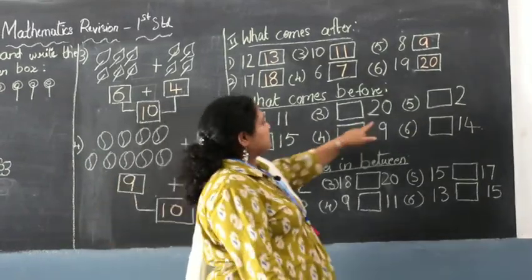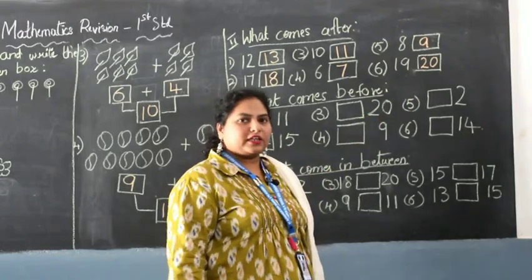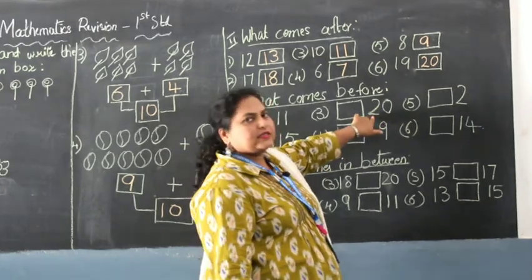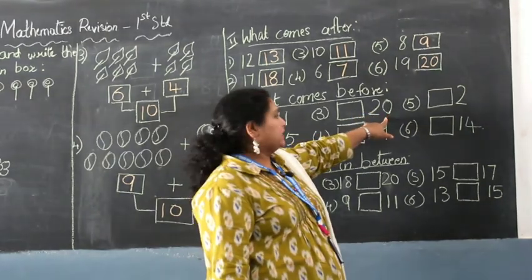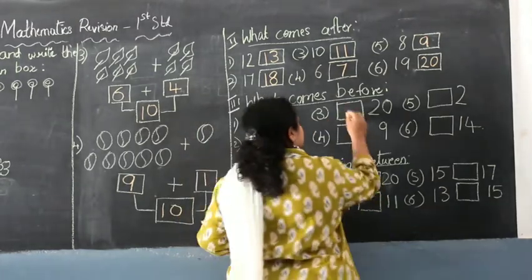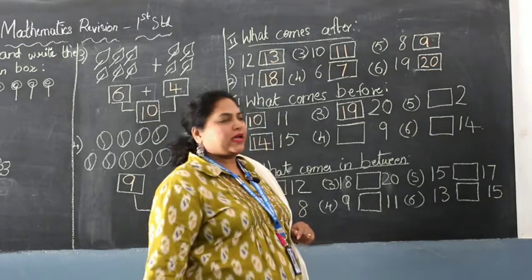Okay, so next is 20. 11, 12, 13, 14, 15, 16, 17, 18, 19 and 20. So what you counted before 20 was 19. So the number 19 comes before 20.